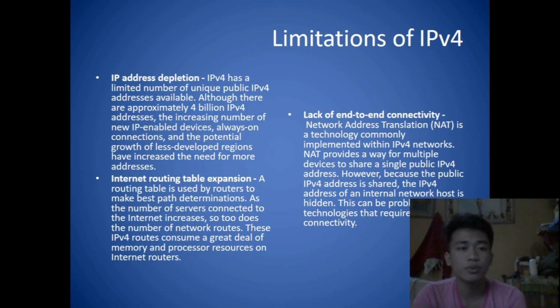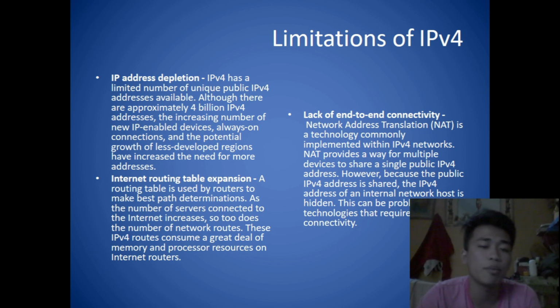So here we have the limitations of IPv4. We have IP address depletion, internet routing table expansion, and lack of end-to-end connectivity. In IP address depletion, there is a limited number of unique public IPv4 addresses available. In the internet routing table, a routing table is used by routers to make best path determinations. As the number of servers connected to the internet increases, so too does the number of network routes.